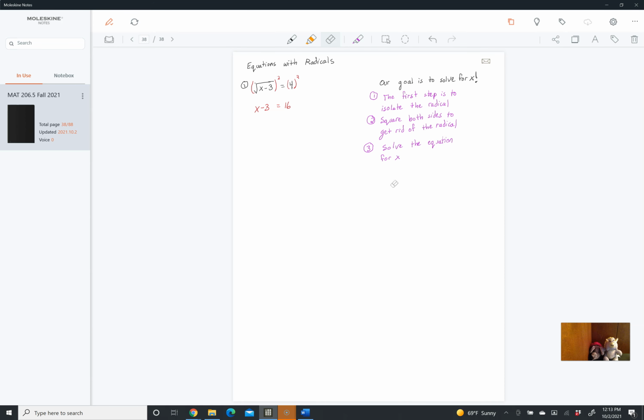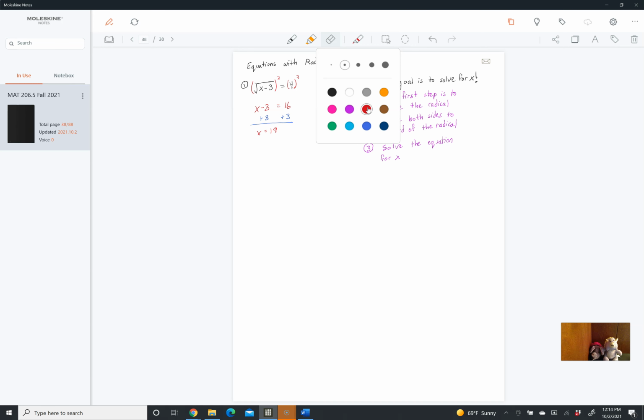And this equation may vary depending upon the type of equation that you have. You may wind up with something linear, which is what we have here, or you might wind up with something quadratic, which we'll see. Sometimes the equation can be even more complex. We're pretty much sticking to linear and quadratic here, okay? So if we solve this for x, we add 3 to both sides. And we get that x is equal to 19.